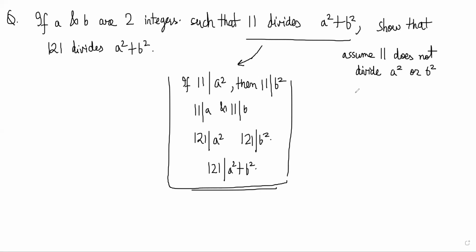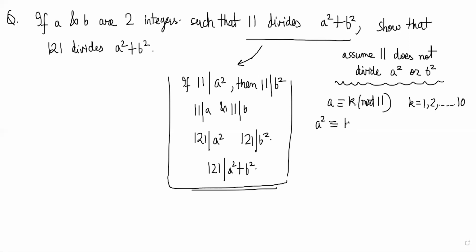I don't even know how to start. So start by saying that, okay, 11 does not divide A square or B square. So we know that 11 does not divide A, right? So A can be written as congruent to K mod 11. A leaves a remainder K, where K can be going from 1 to 10. So therefore, by property of congruence, we have A square is congruent to K square mod 11, right?